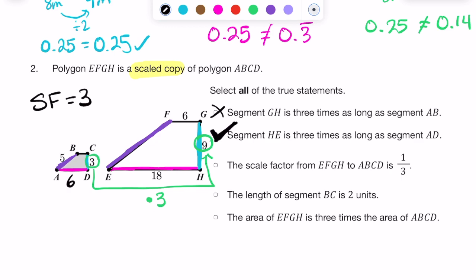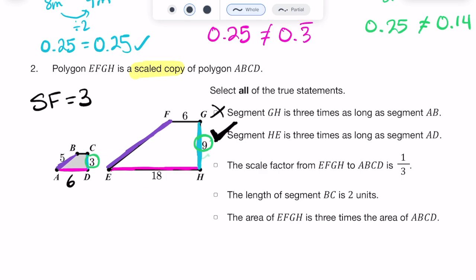Awesome. Okay, moving on. The scale factor from EFGH to ABCD is 1/3. Awesome. Okay, so when I said that the scale factor was 3, I was saying it in this direction from the smaller one to the bigger one. It's getting 3 times as large, all the corresponding side lengths.